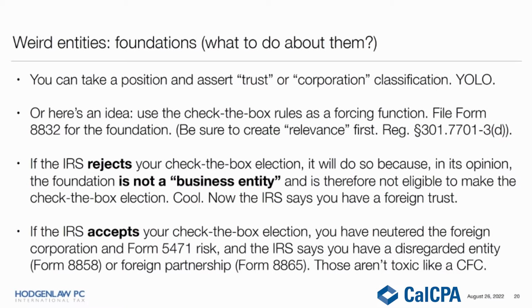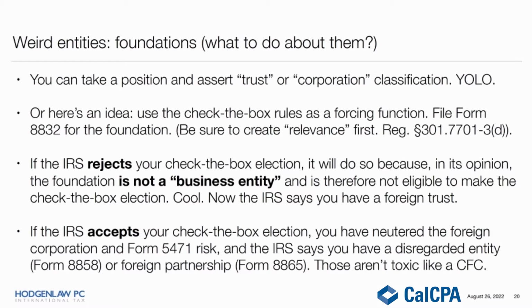So I'm just going to give you a hypothetical idea. Let's say that you make this foundation relevant for US tax purposes. And what you do is you just put a tiny little US asset in there. And then you file Form 8832. Well, the 8832 for this thing is either going to be accepted or rejected. Why will it be accepted?